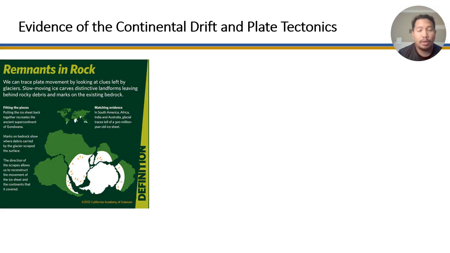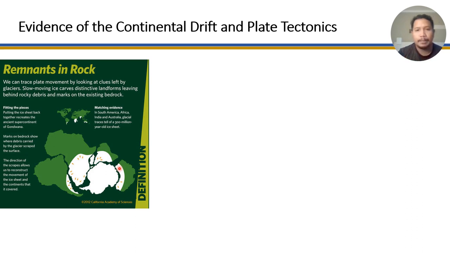There are several pieces of evidence of plate tectonics and continental drift, but the most common are three. We go with number one first, which is the evidence based on remnants in rock. Remnants in rocks are features or material found in rock that are out of place. For example, glacier movement leaves scars on the land, or marks, and also leaves rock debris on the existing bedrock. Marks on the bedrock show where debris carried by a glacier scraped the surface.